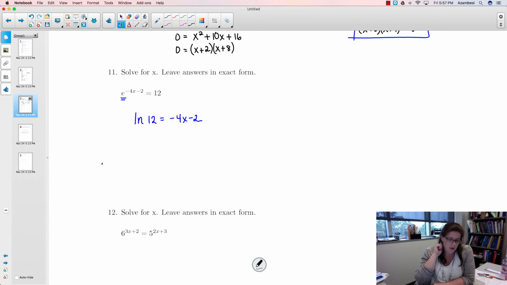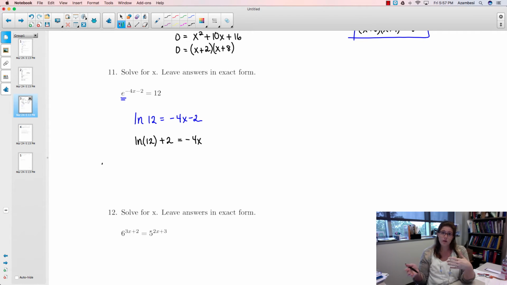So continuing my solution, I'm solving for x. So I'm going to add 2 to both sides. So I have the natural log of 12, plus 2, is equal to -4x. And notice that I put the 12 in parentheses, and that's really so that you know exactly what the natural log argument is. Because if I just wrote ln 12 plus 2, you wouldn't be sure if it was ln of 12, plus 2, or ln of 12 plus 2, or ln of 14. So be careful on your notation, because I don't want to be unsure what you think. And parentheses here are good.